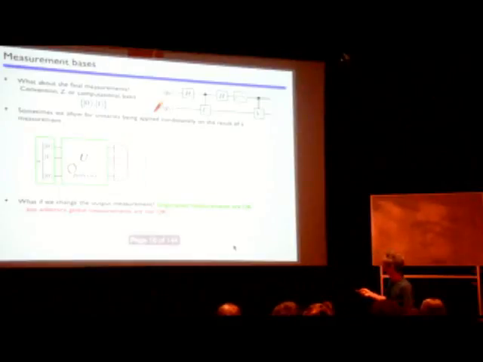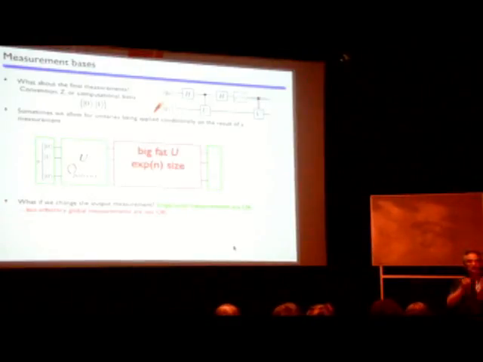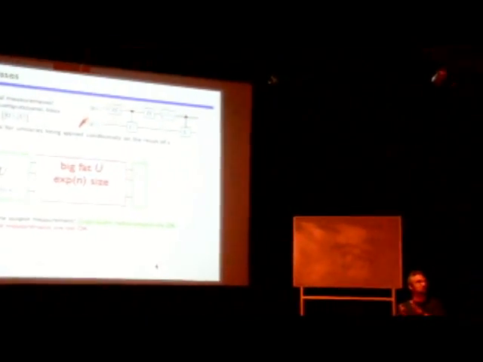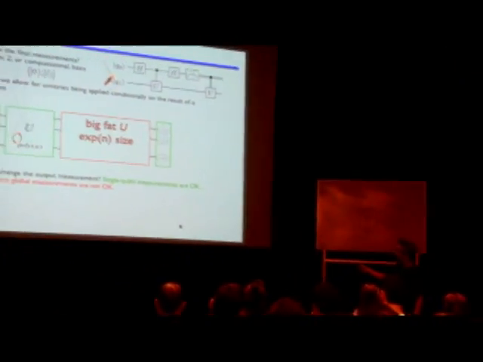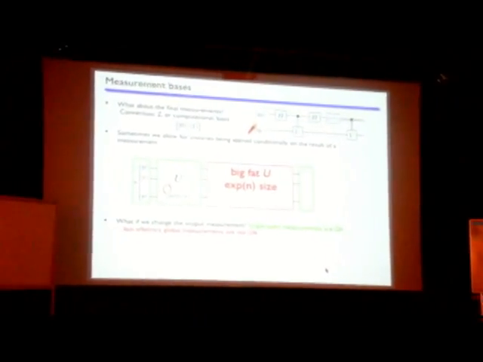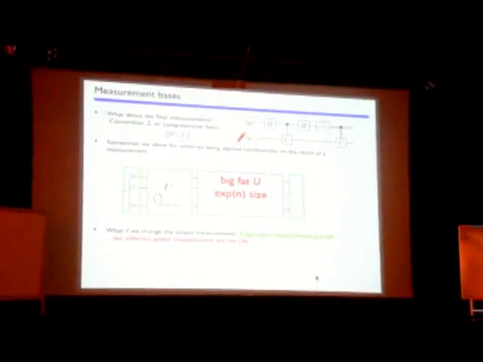But if you want to do some global measurement, like this red thing there, then it's cheating, because doing a global measurement in a basis is always equivalent to doing some unitary and measuring in a fixed basis, which is the computational basis, for example. So if you allow yourself to measure in any basis you want, it's equivalent to allowing yourself to do any unitary and measuring in the computational basis. Okay?